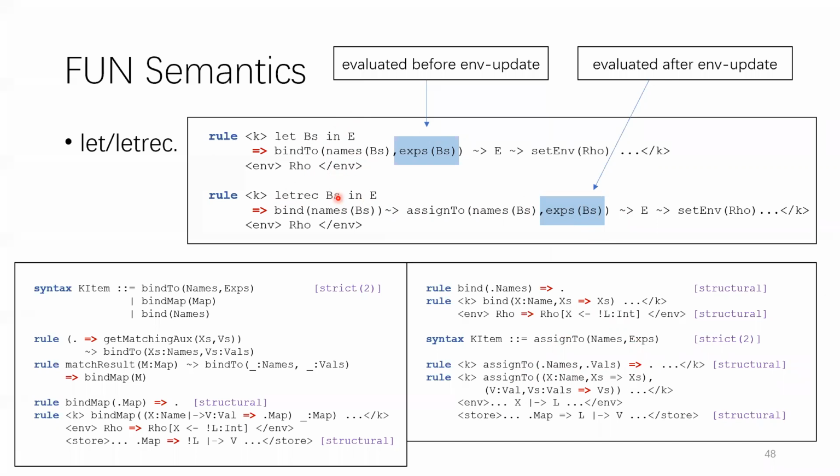But letrec means to first assign those binding variables fresh locations. And then in that new environment, you evaluate the expressions and they get the closures, right? So the closures know about these new locations. And then you assign those locations to the closures, the values, so that a function can call itself. So basically, that's it. It's just a different way to define let and letrec, but it shows very clearly why they are different.